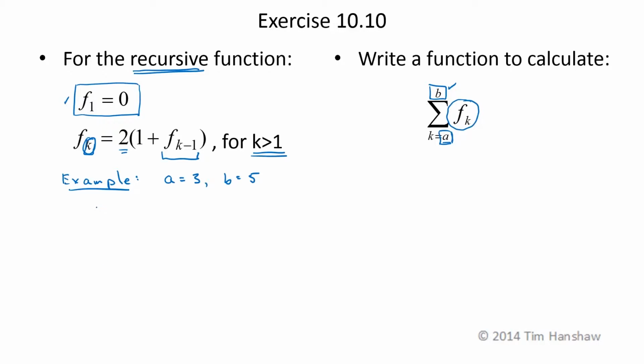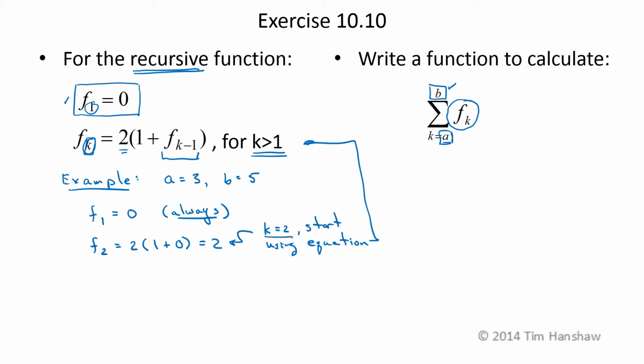First, I always set f of 1 equal to 0, because I always need the value at 1 before I can calculate the value when k equals 2 and so forth. It always depends on the previous value. Starting at f of 2, f of 2 is going to be 2 times (1 plus f of 1, which is 0), which is equal to 2. So for k equal to 2, I start using my equation. And for any subsequent k, I'll still keep using this equation.